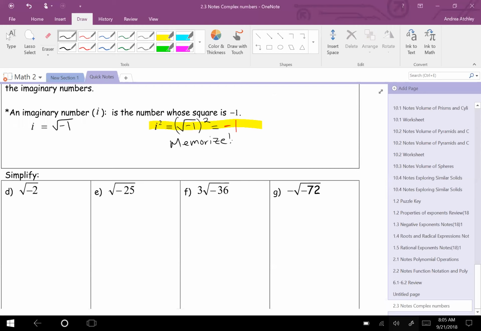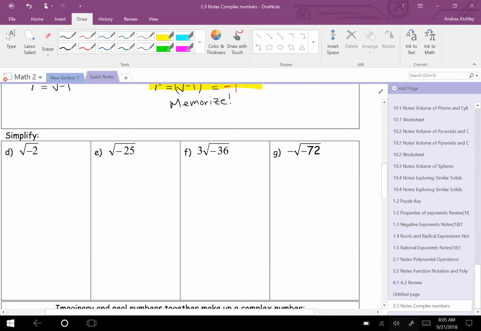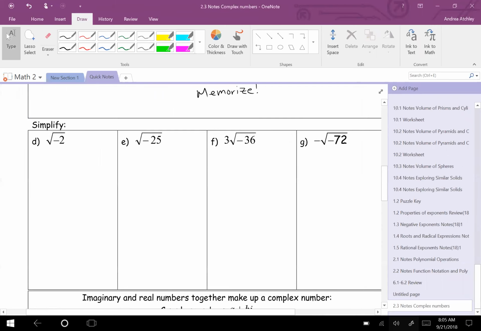So when we're simplifying, here's how we'll do this. The square root of -2, all you do, this is like the square root of -1 times the square root of 2. The square root of -1 equals i. So you have i times the square root of 2.